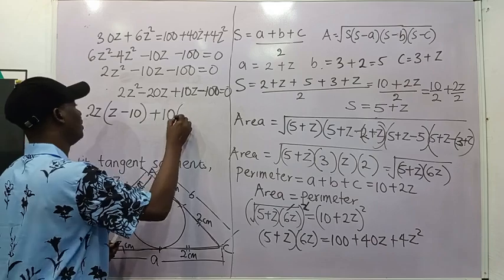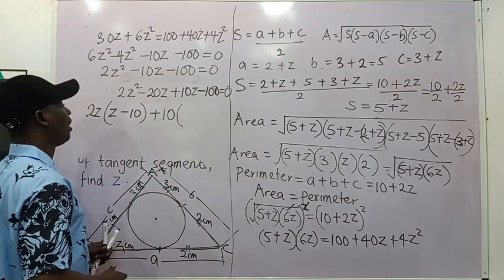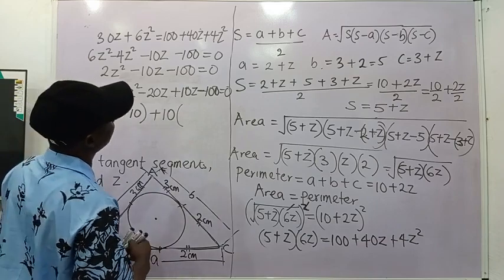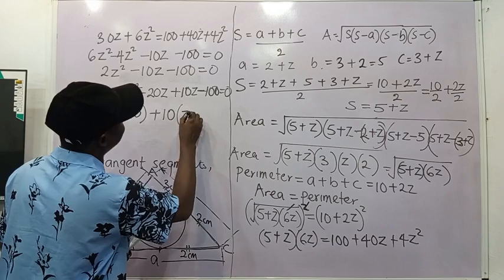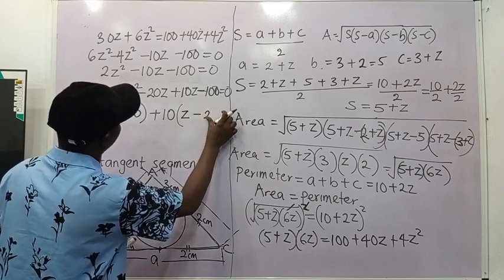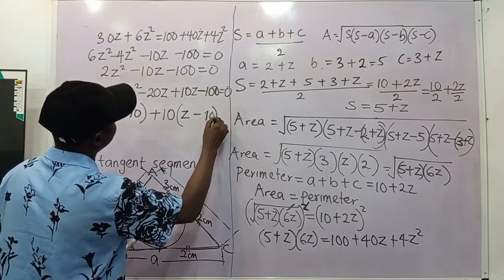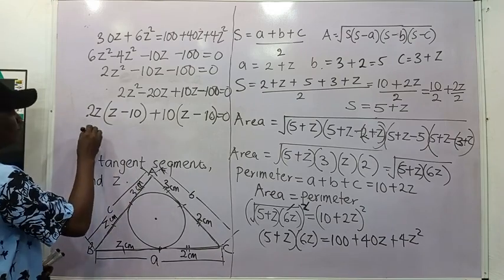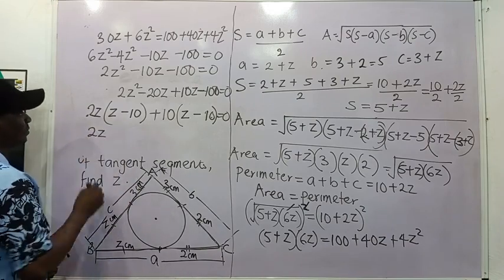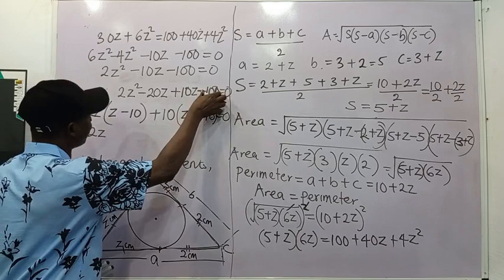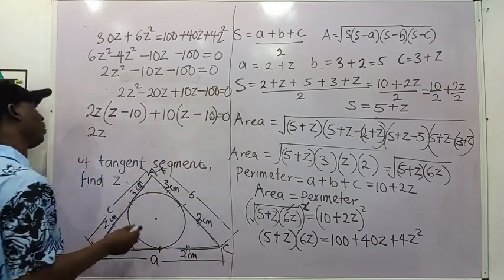Then what will remain now is what? What is remaining now is, if I take 10 out, now this one gives us what? Z minus 10 is equal to 0. So I think we're on the right track. So this one will now give us what? 2z. Don't forget that 10z divided by 10 is z. Then minus 100 divided by 10 is minus 10. That's how we get that.